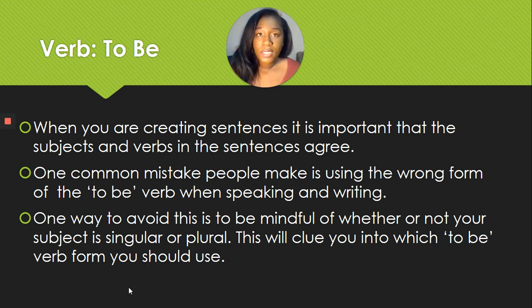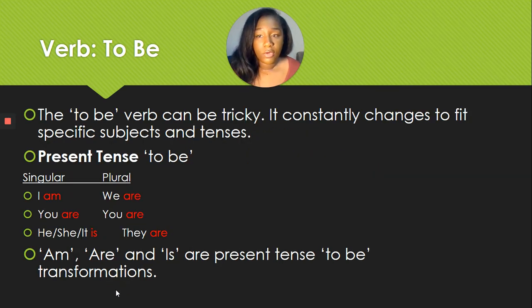When you are doing that, one way is to really be mindful of whether your subject and your verb are singular or plural. And we'll get into some examples of this when we talk about the to be verb. So this verb is a little tricky. If any of you have taken a second, third, or fourth language like Spanish, you know that verbs change based on whether they are masculine or feminine, and based on whether there are one or more. The to be verb follows that as well.